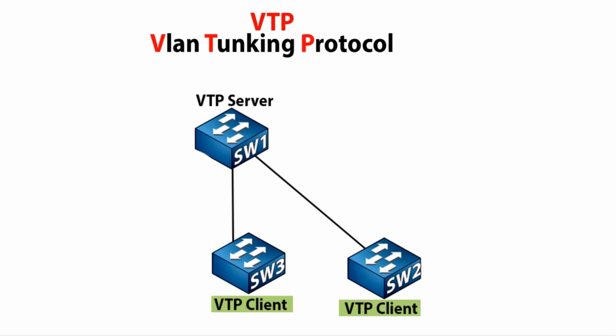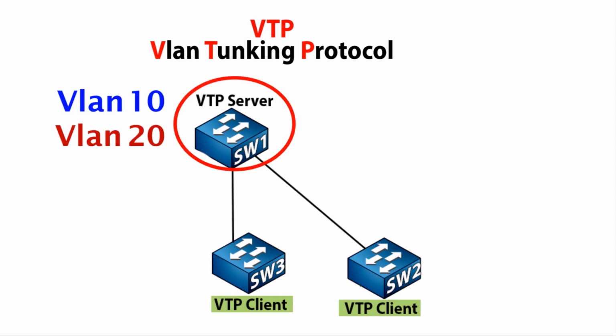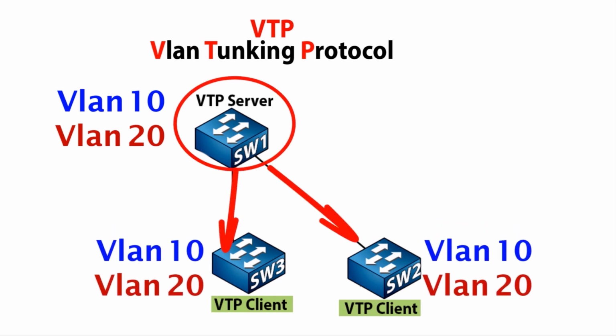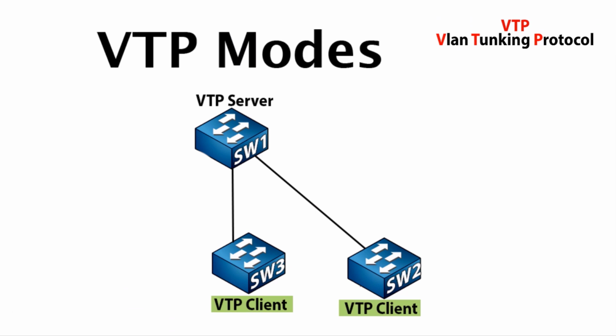The VTP protocol we use to manage VLANs on a group of switches. This means we can create VLANs, modify them, and delete them on a switch, and I want these changes to be implemented on the rest of the switches automatically. There are three modes for the VTP.